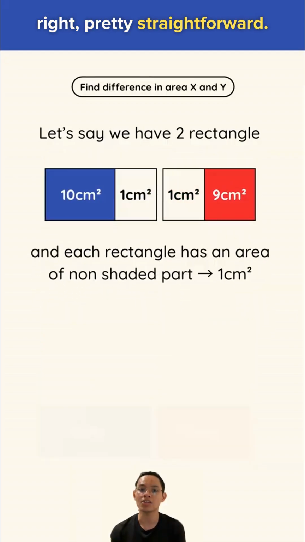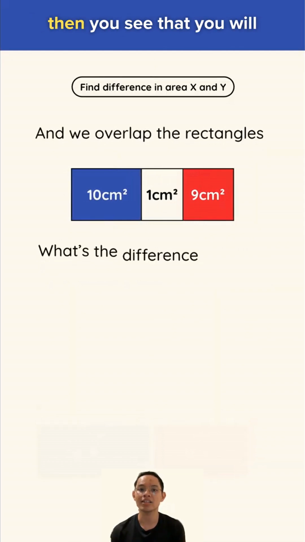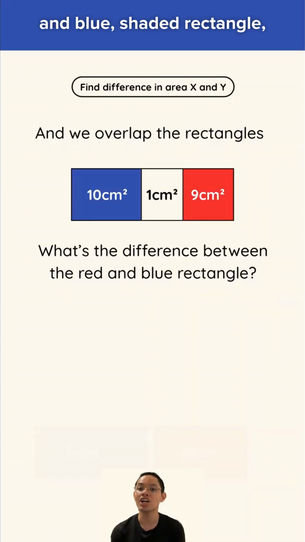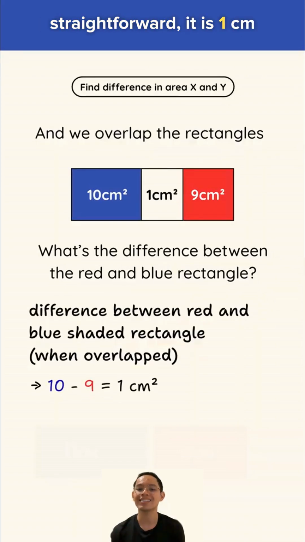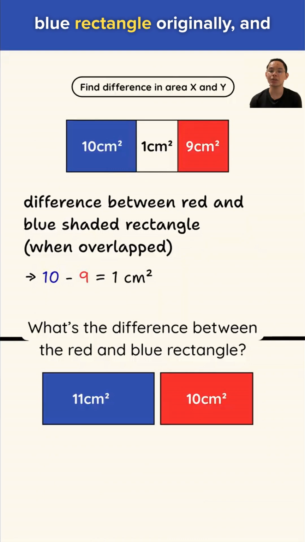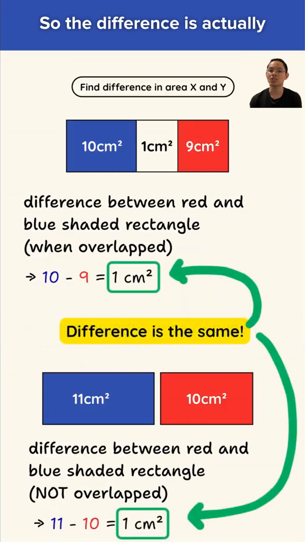Pretty straightforward. If you were to overlap these rectangles, it will look something like this. What's the difference in terms of the area of the red and blue shaded rectangles? I think it's pretty straightforward. It is 1 centimeter square. Now, what do you think is the difference between the red and blue rectangles originally? This will also be equal to 1 centimeter square. So the difference is actually the same.